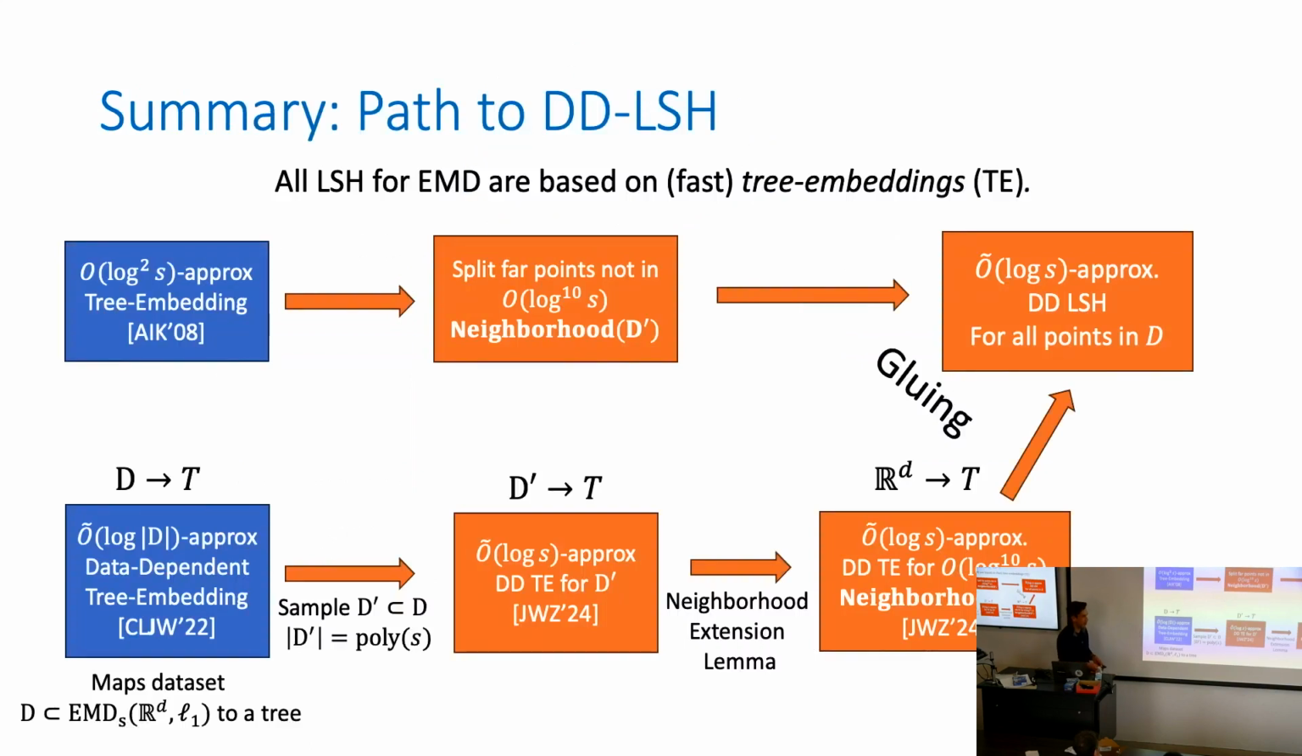So here was the picture again of what we did. We had these two tree embeddings. One was worse than the other, but one had approximation depending on the data set. So we sampled down the data set, and then a lot of the key ideas were how do we extend the guarantee on the sample to the guarantee on the entire universe. We can't extend it to the entire universe, but we can extend the guarantee to a neighborhood of the sample. And for points not in the neighborhood, we split them with the earlier embedding.